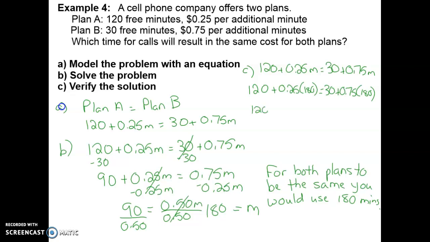We get 0.25 times 180 is 45. We get 0.75 times 180 is 135. So when you add those together, you get 165 equals 165. So we know that our answer is correct because the left-hand side is equal to the right-hand side. And just as an aside, they would both cost the same at 180 minutes, and the price for that plan would be $165.